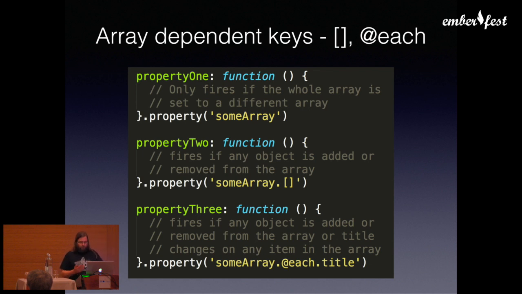If you want to observe properties on each item, like this property here, which recalculates if any title on any of the objects in the array changes, then that's when you use each.